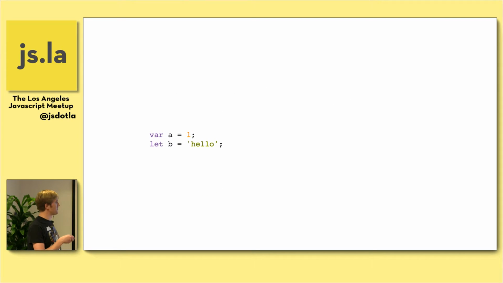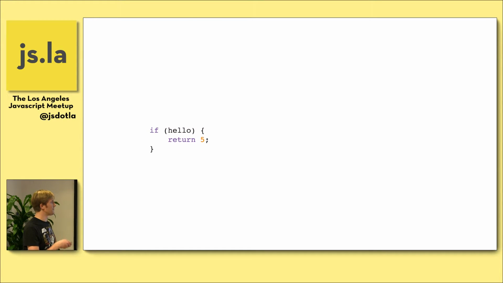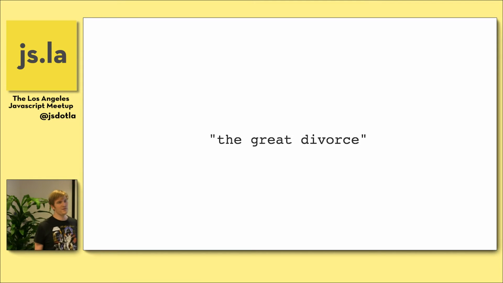We see them in places like var a equals 1, let b equals hello, if hello, return 5. And so this comes from something that we call the Great Divorce, or I've heard other terms, but basically the designers of JavaScript separated statements from expressions. So when you say var a equals 1, you have a variable, and that's an expression, and you have a value 1, and that's an expression, but the statement var a equals 1 doesn't actually have a value. That's undefined.